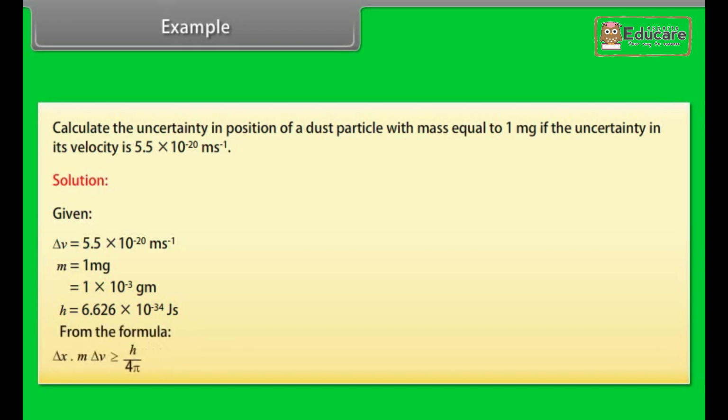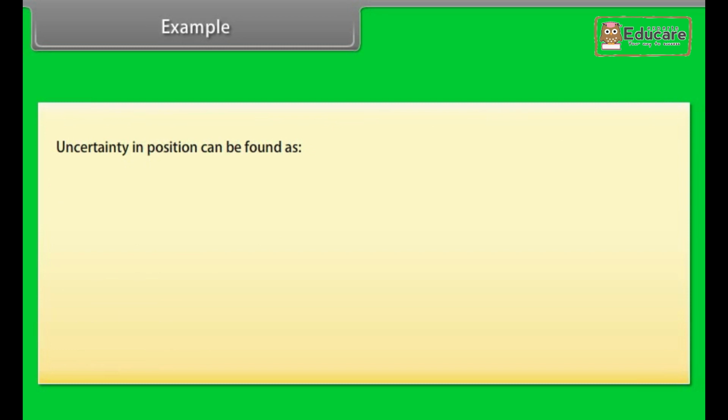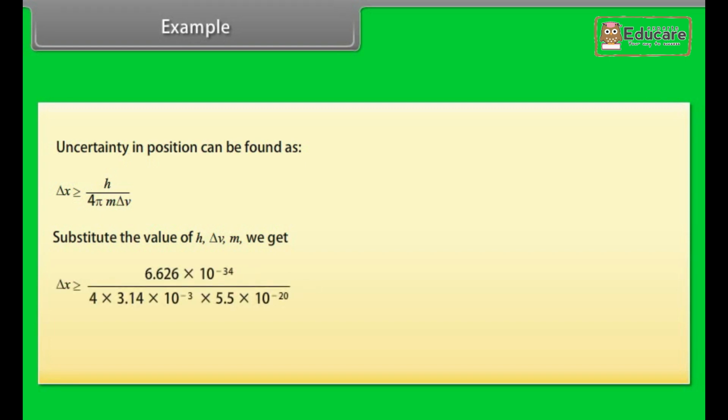From the formula, delta x into m delta v is greater than or equal to h upon 4 pi. Uncertainty in position can be found as delta x greater than or equal to h upon 4 pi m delta v. Substituting the values of h, delta v and m, we get delta x greater than or equal to 6.626 into 10 raised to the power minus 34 divided by 4 into 3.14 into 10 raised to the power minus 3 into 5.5 into 10 raised to the power minus 20.